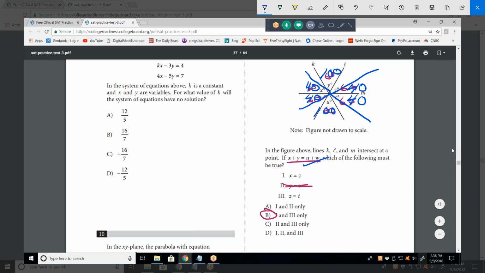And yet we see that X is equal to Z, true. Y is not, 100 is not equal to W, which is 40, so that's not true. But Z is equal to T, 40 is equal to 40. So I know those two are true, and I know that the middle one is false, merely by drawing it this way.